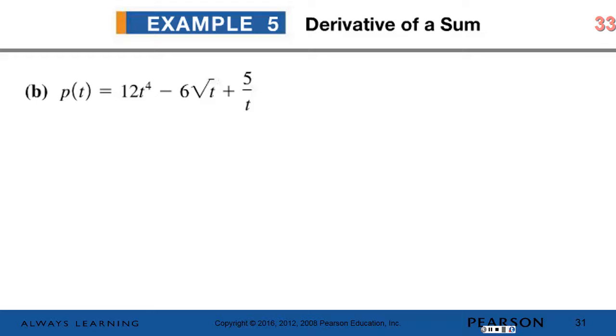And what are you going to do with that 5 over t? Okay, which makes its derivative negative 1 times 5 is, okay, and then since it's t to the minus 1, you got to reduce it. Minus 1 is, oh, negative 2.